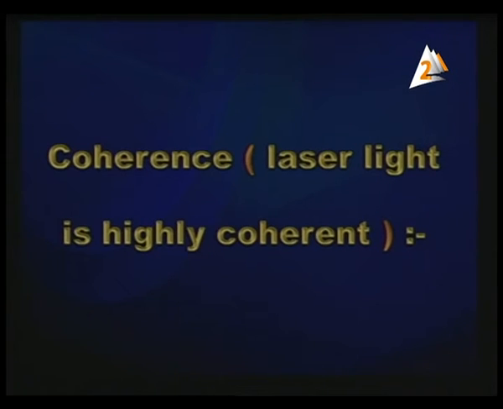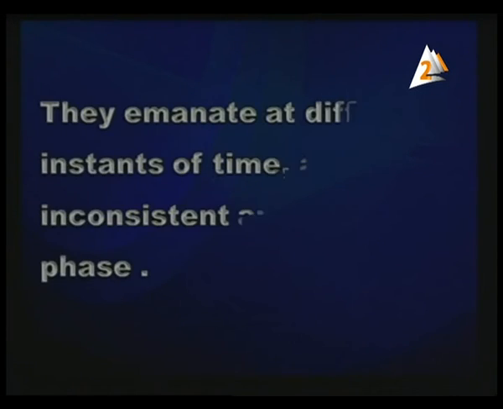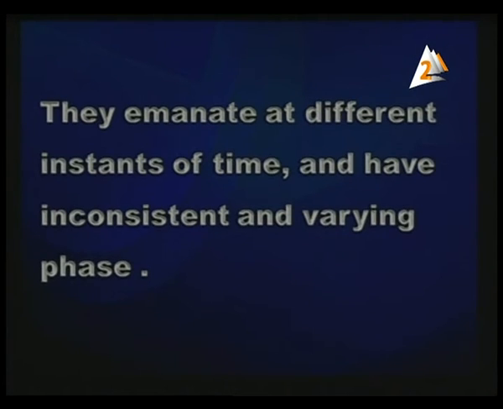The next property of laser is coherence. What does it mean? Coherence means laser light is highly coherent, or the photons have the same phase. Photons of ordinary light sources propagate randomly, incoherently. They emanate at different instants of time and have inconsistent and varying phase.